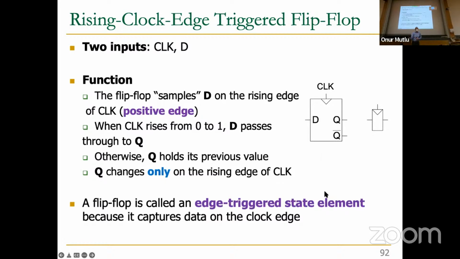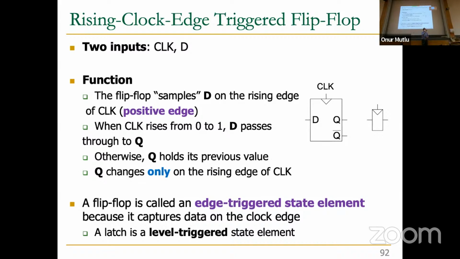This is called an edge-triggered state element. This is just for your benefit. I'm not going to test you on these edge-triggered terms. But it is edge-triggered because it captures data on the clock edge, whereas the latch we saw is a level-triggered state element. Basically, depending on the level, when the level of the clock is 1, it propagates the value, captures data. And we didn't want that, as we discussed.